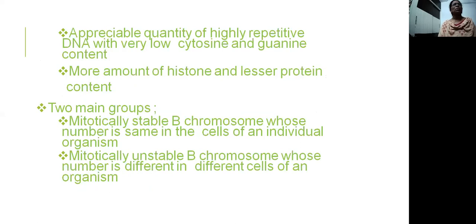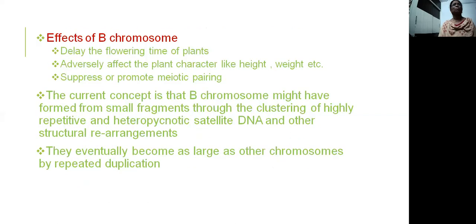So there are two groups of B chromosomes. Mitotically stable B chromosomes, whose number is the same in the cells of an individual organism. Another is mitotically unstable B chromosomes, whose number is different in different cells of an organism. So there are two types of B chromosomes: mitotically stable and mitotically unstable. In stable B chromosomes the number is the same in the cells of an organism, but in unstable B chromosomes they are present in different numbers in different cells.